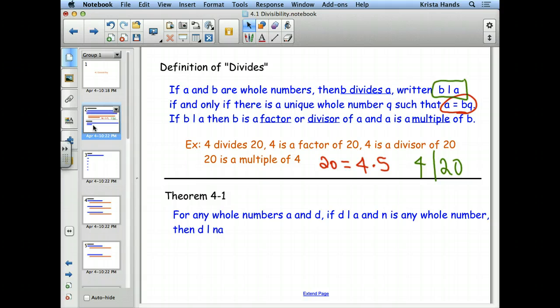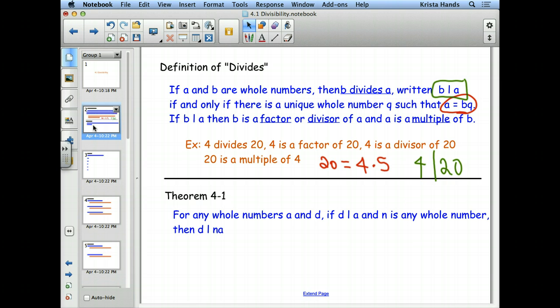The other words that we have here are factor and divisor, and then multiple as well. Since 4 divides 20, 4 is a factor of 20. We would say 4 is a divisor of 20, or we would say that 20 is a multiple of 4. Those are all language related to one another, but they're easy to switch back and forth if you're not being careful.